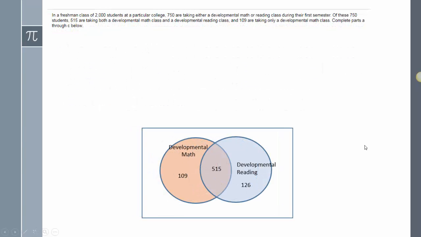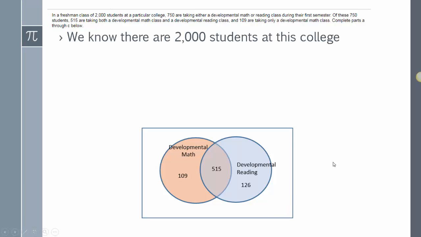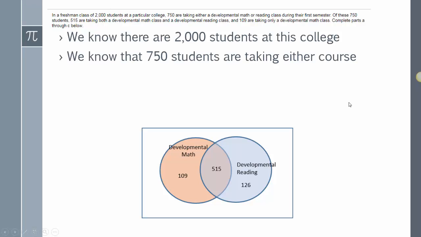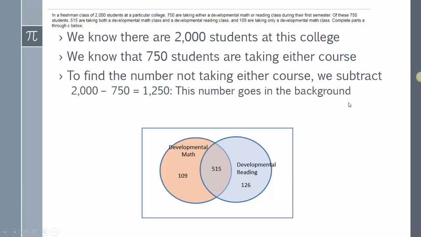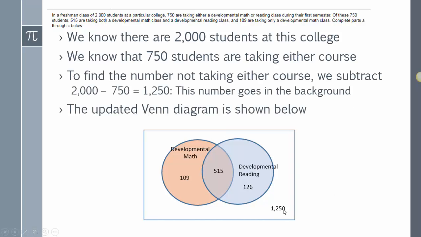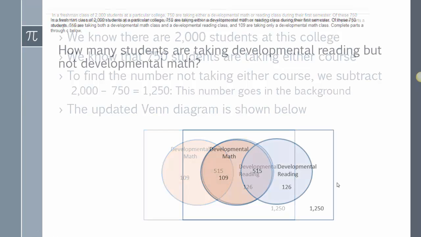Now, the last thing I need to know is how many are taking neither course. We know there was a total of 2,000 students in the freshman class. The Venn diagram sets have already included 750, so we're going to subtract to get 1,250, which will go in the background here. Now we can answer some questions.